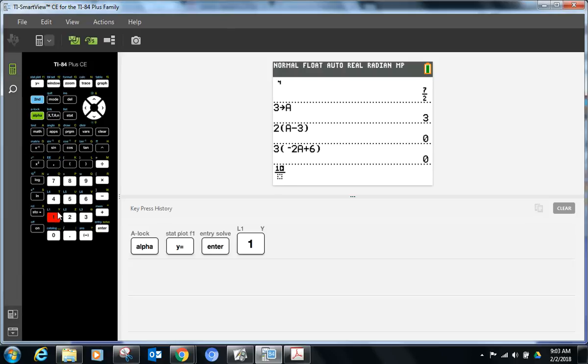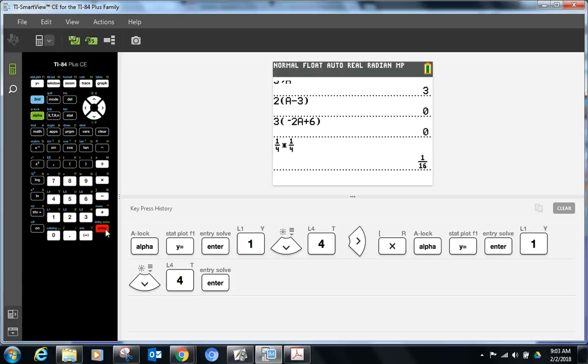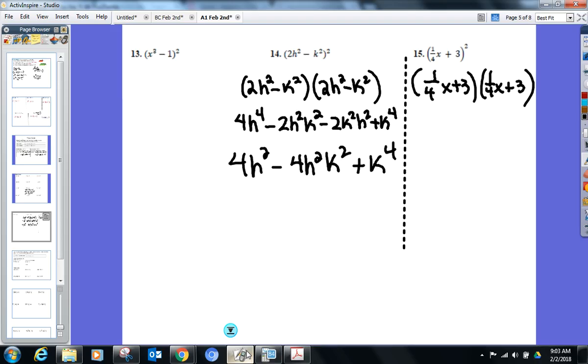So I'm going to go 1/4 times, bring another fraction template up, 1/4. It should give you 1/16. Everyone's all right? Okay, so 1/16 x squared. 1/4 times 3. You can also do that in your calculator.